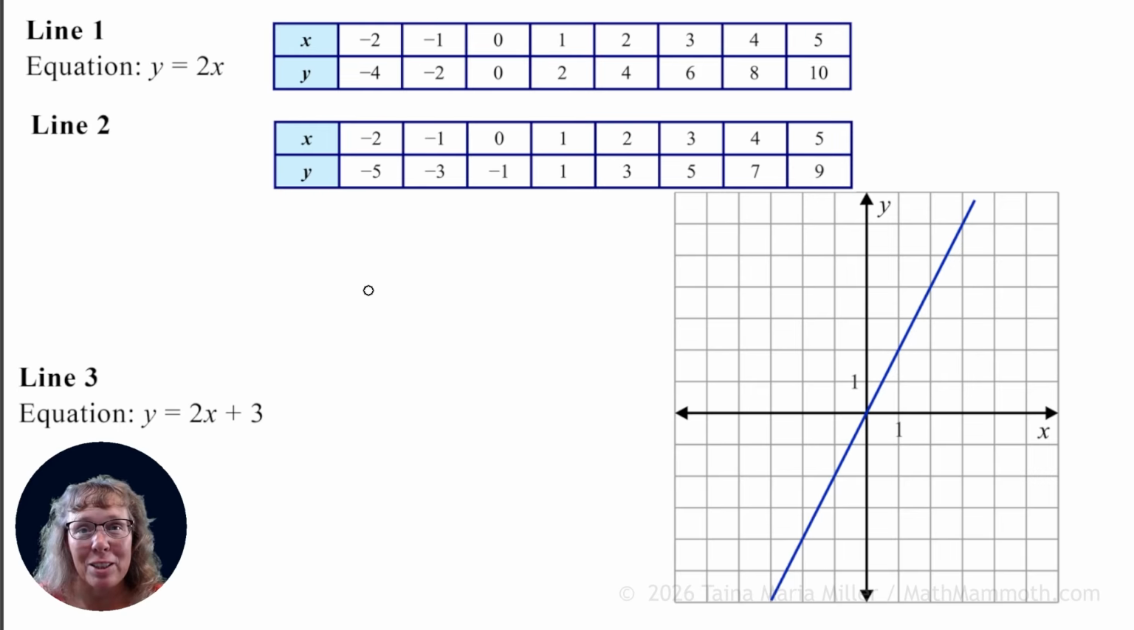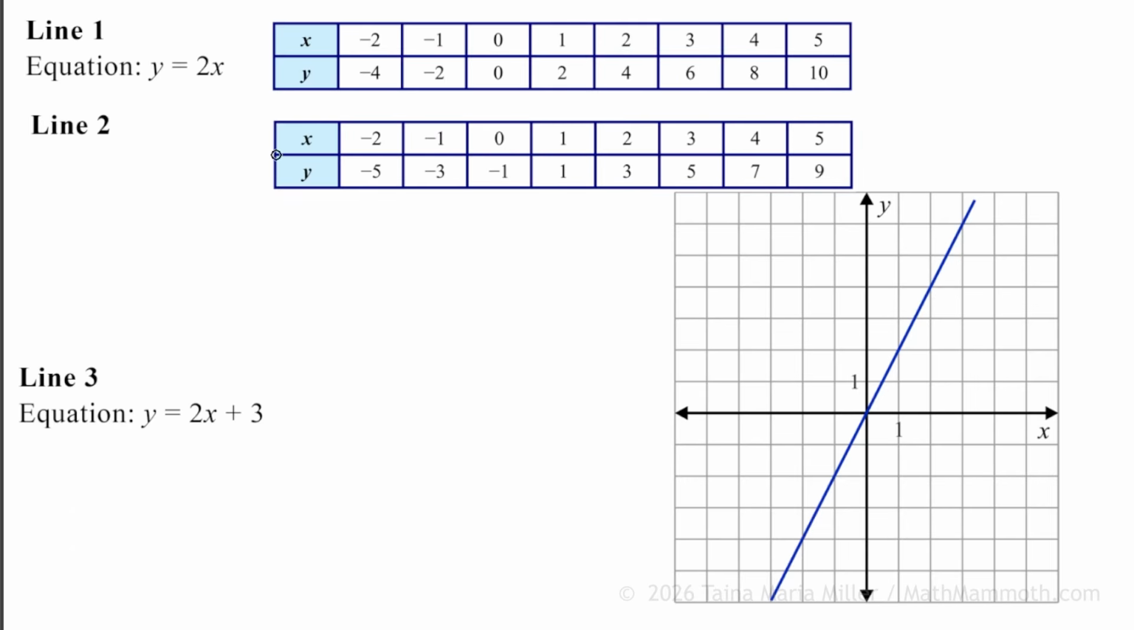In this video, we're gonna look at the slope-intercept equation. Here I have line 1. Its equation is y equals 2x. It's already drawn here. It's a line through the origin.